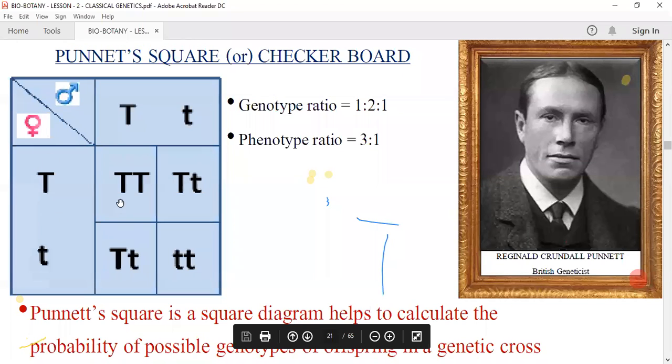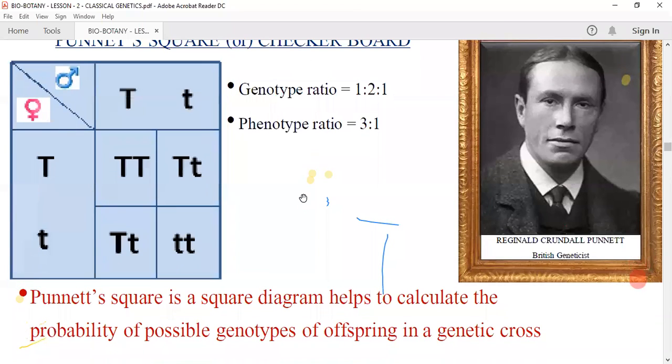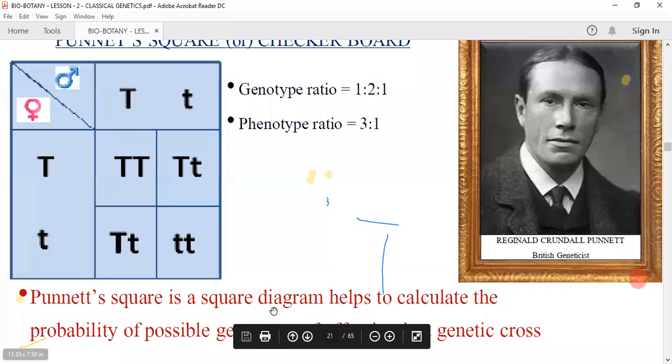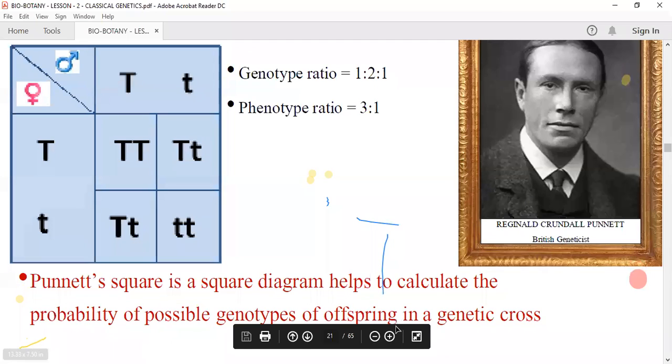Okay. So this person is Punnett. You already know the Punnett square. The square itself is named after his name. The Punnett square, or we can call it a checkerboard. Why are we using this checkerboard? The Punnett square is a square diagram that helps to calculate the probability of possible genotypes of offspring in a genetic cross. So how many possibilities, that probability we can easily calculate within this Punnett square.